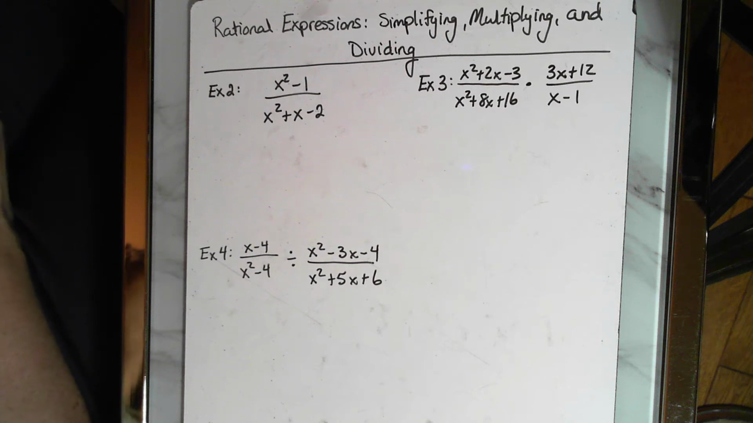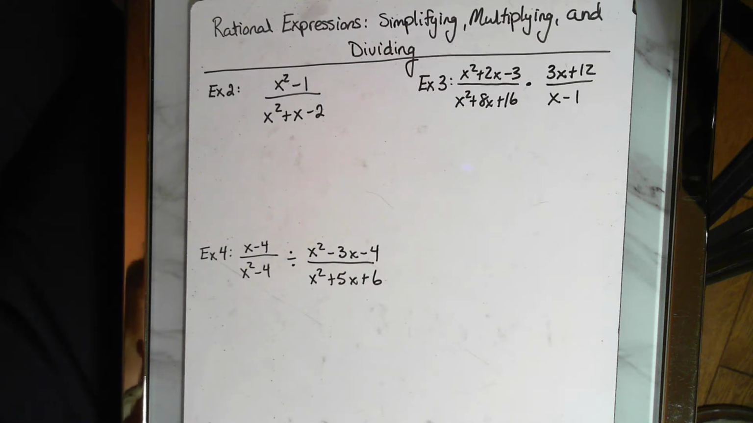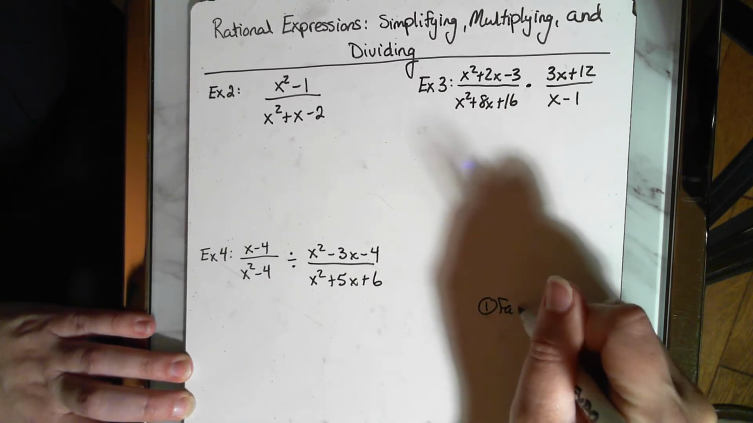Hi everyone. In this video, we're going to be reviewing how to simplify rational expressions, multiply them, and divide them. This is lesson 1-4, examples 2, 3, and 4. First, let's talk about how to simplify. Step 1 is always to factor, and that's true for all three of these processes. You always want to start by factoring.